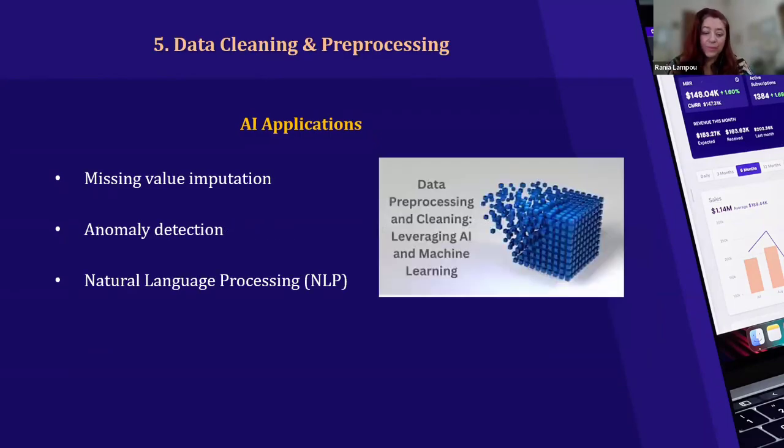What about data cleaning and preprocessing? With missing value imputation, AI predicts and fills in missing data more accurately than manual methods. And of course, with anomaly detection, it can identify and remove outliers or errors. Natural language processing converts unstructured text into structured data for quantitative analysis.